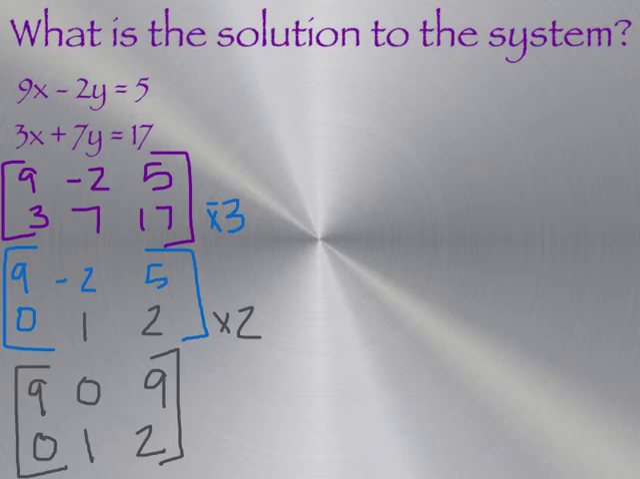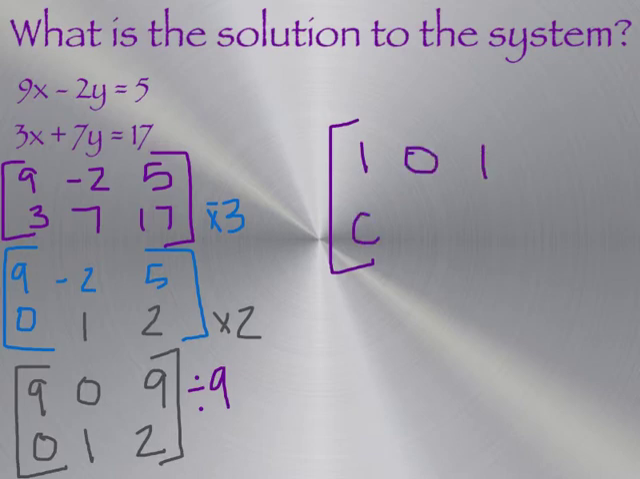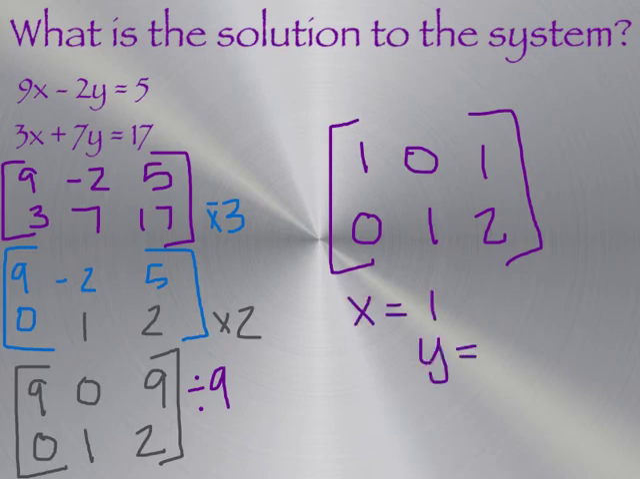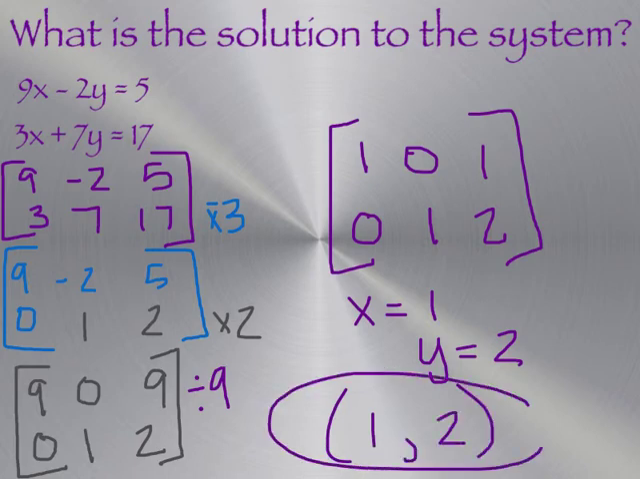Now I see that I can divide my top row by 9, and when I do that, I will get 1, 0, and 1. My bottom row will stay 0, 1, and 2. Now what this means is that my x equals 1 and my y equals 2. I'll write my answer as an ordered pair, (1, 2).